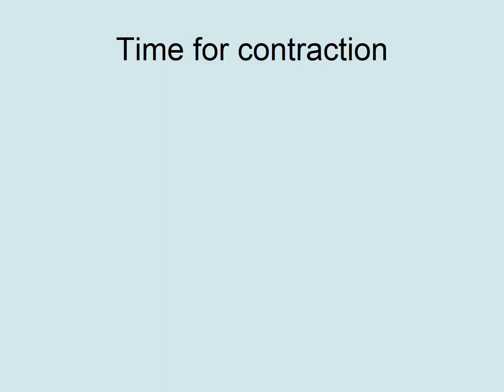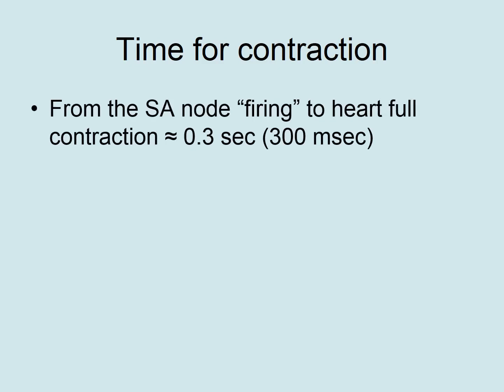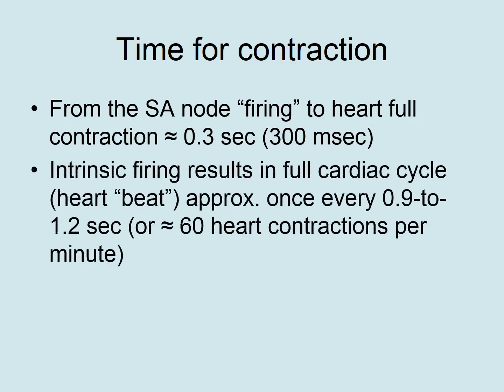So within this contraction cycle and depolarization rate, what are the timing issues? As in, how long does it take? From SA node firing, meaning depolarization, to full heart contraction, we're looking at about 300 milliseconds, or about 0.3 of a second. The intrinsic firing rate, the rate based strictly off of depolarization, gives us a contraction cycle every 900 milliseconds to 1.2 seconds, which gives us that number of a normal heart rate being about 60 beats, or 60 contractions, per minute.